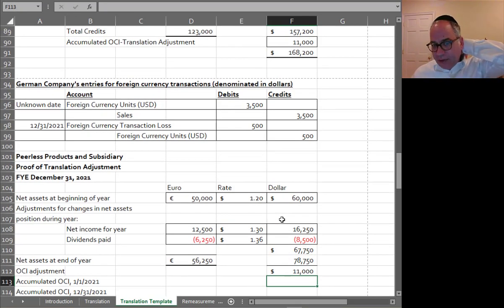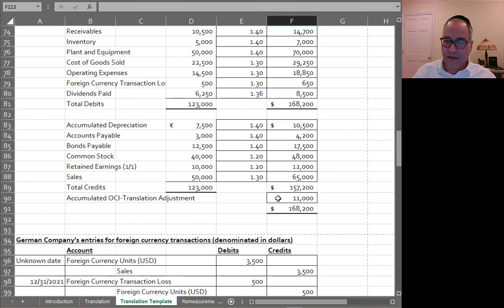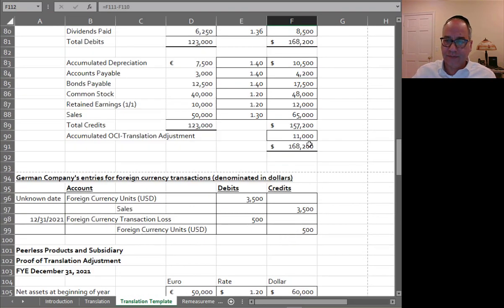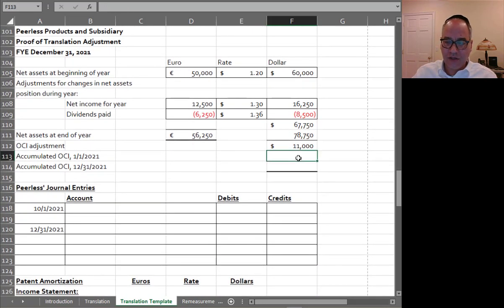It would be a gain because you have 11,000 more assets than you expected, i.e. the credit, and that's how you would check your work here. And you would see that it's $11,000. Now, there's nothing in accumulated OCI at the beginning of the year, so by the end of the year, you should have accumulated OCI of $11,000.